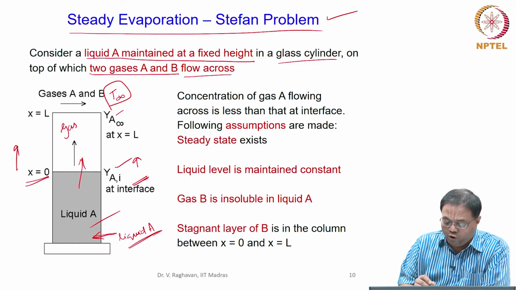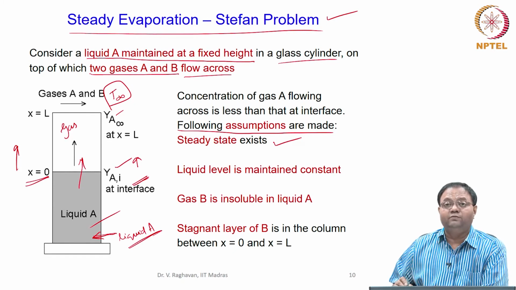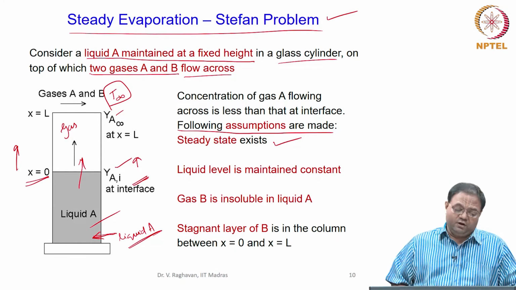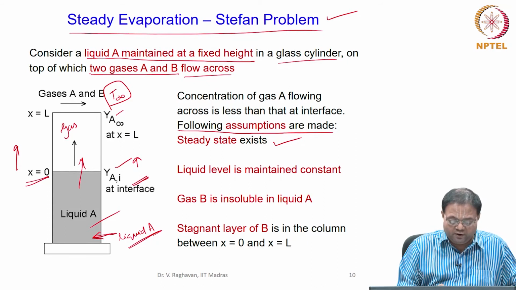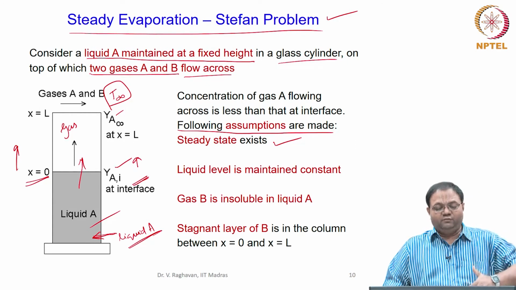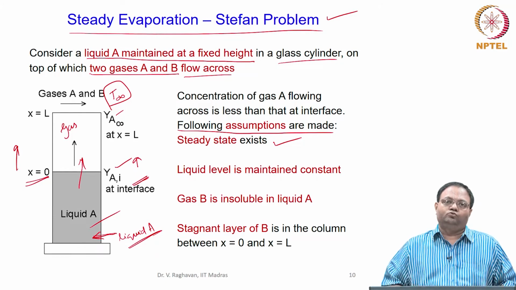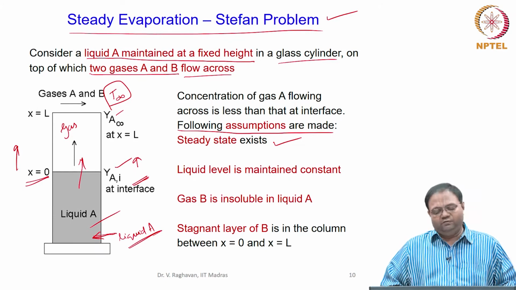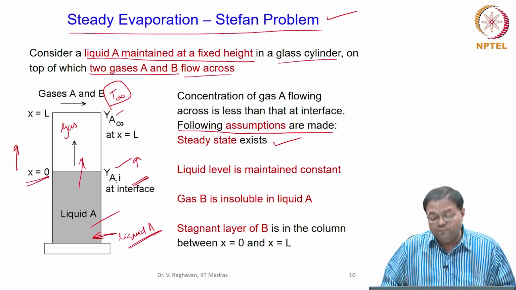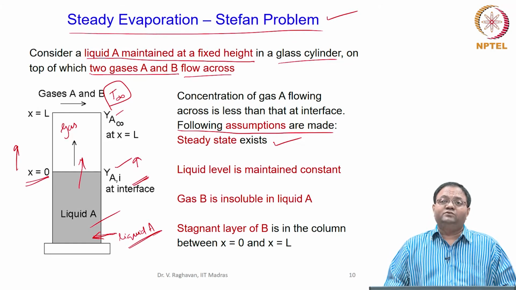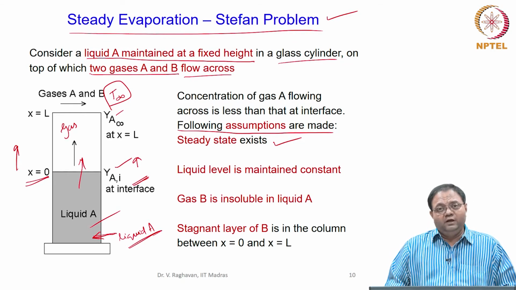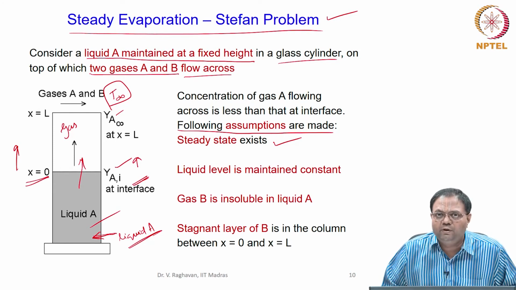Now, the following assumptions are invoked. First, steady state exists. Okay, how can steady state exist? If there is no supply of liquid, then the liquid surface will regress, it will fall down slowly as the liquid is evaporated. So, that means steady state cannot be there. As a function of time, the level of the liquid will change.